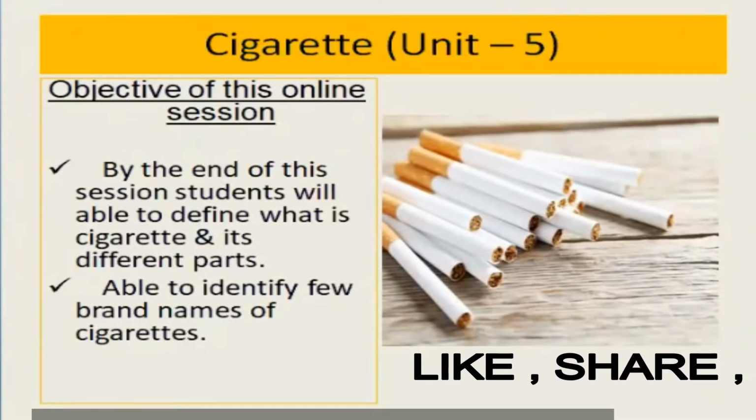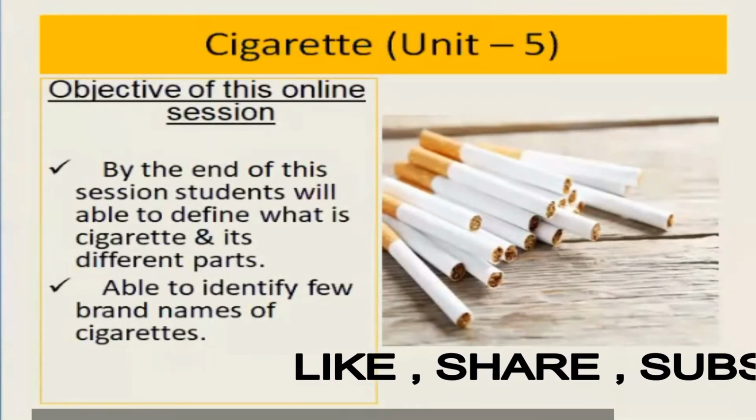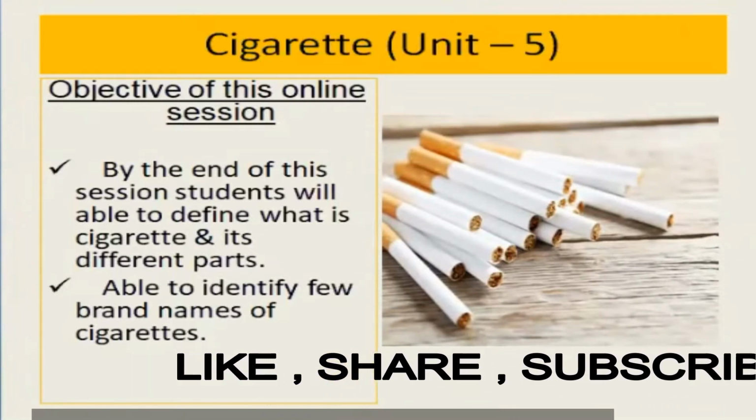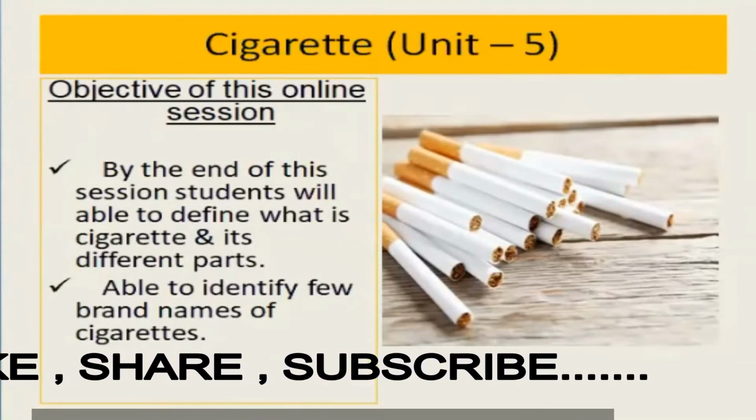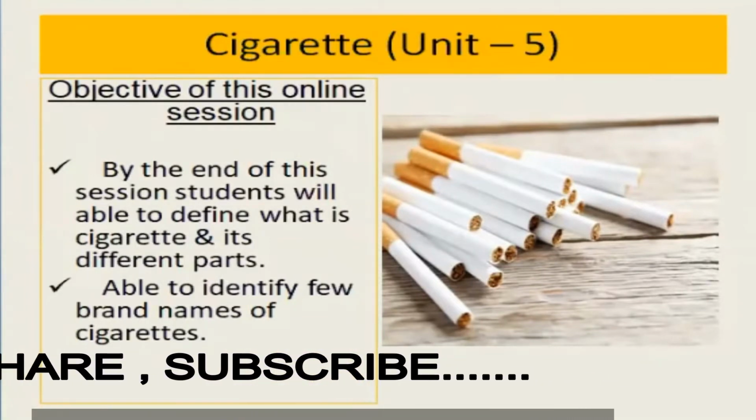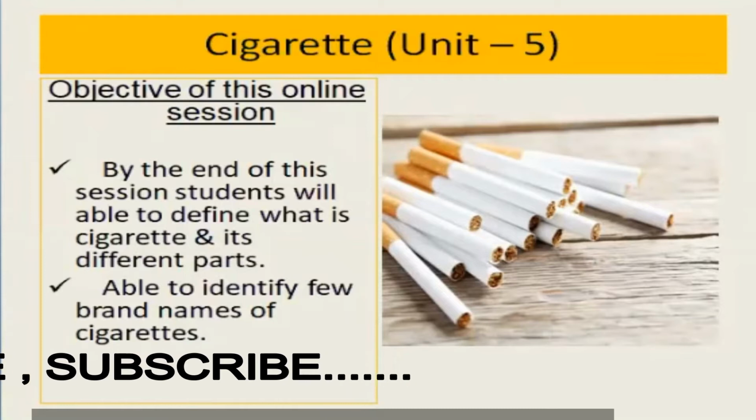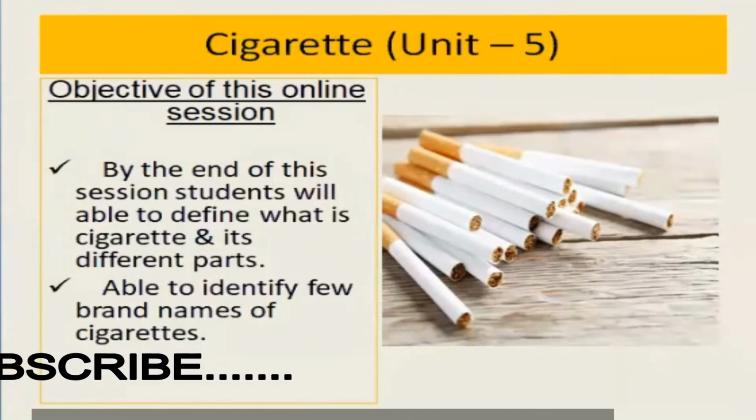Today I am going to discuss the cigarette. It is the last unit of the second semester. The unit number is 5. We are just talking about what a cigarette is all about, what is actually a cigarette, and what are the different parts of cigarettes.